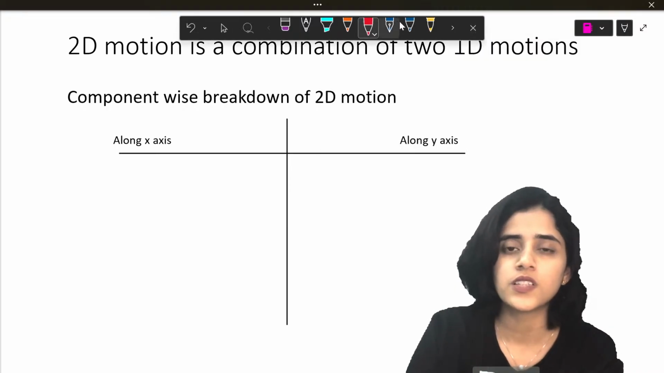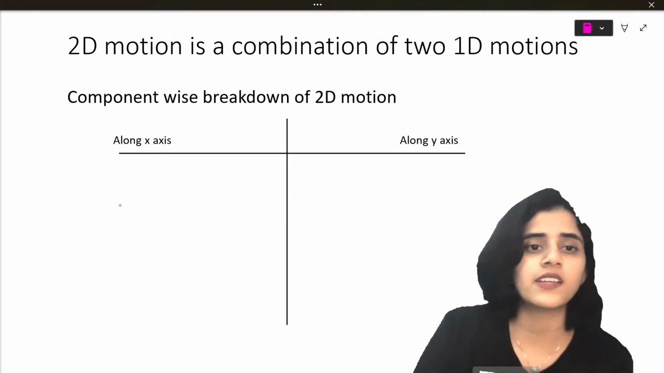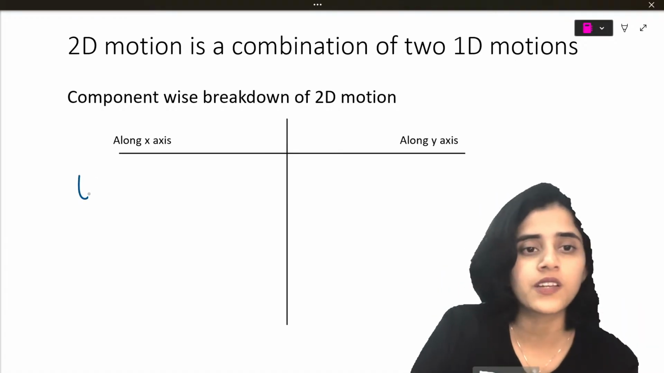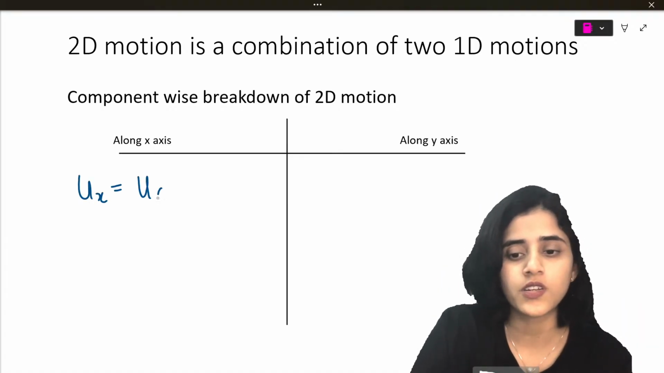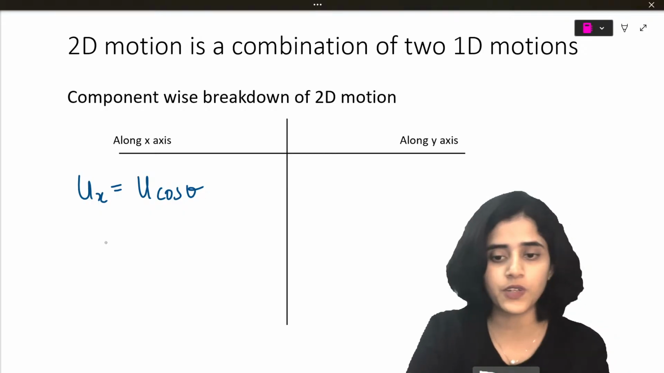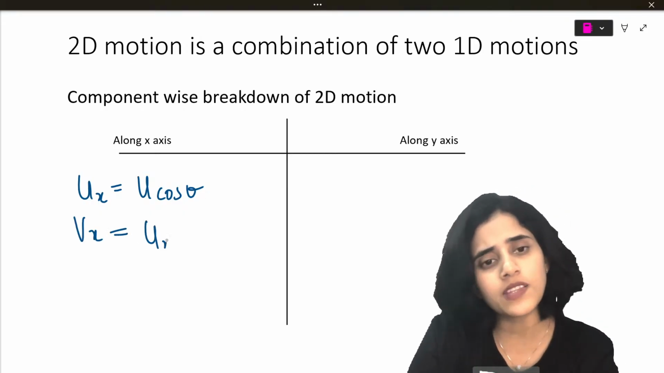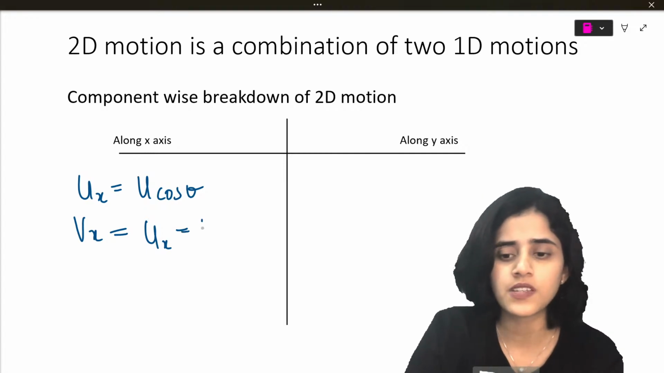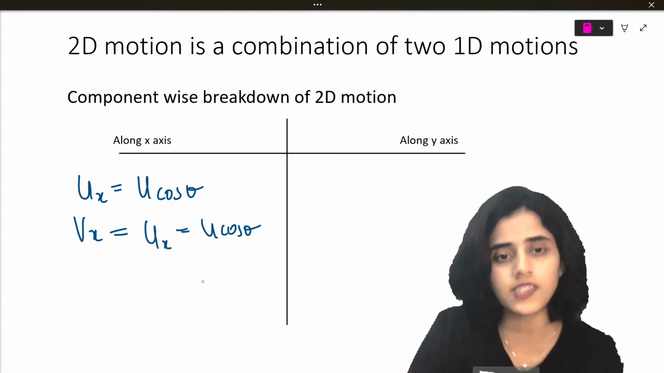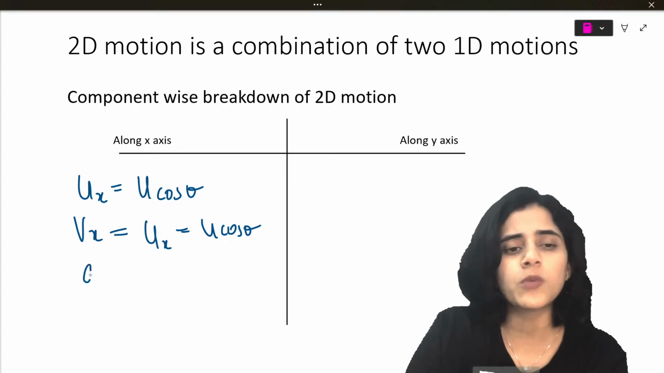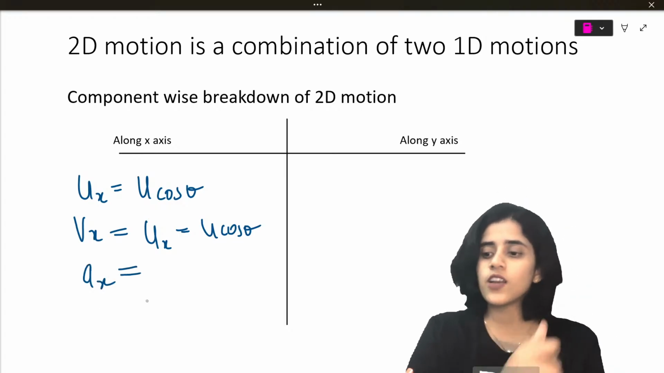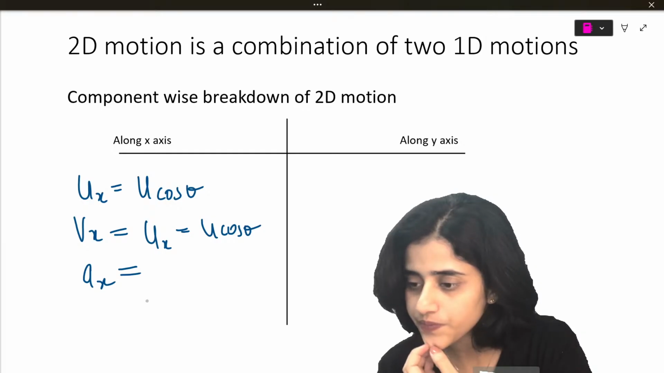Okay. So let's write it down. First thing, along x-axis, ux is what? U cos theta. Now vx, which is the final velocity, will be the same as the initial velocity. So this will be u cos theta. What about the acceleration along the x-axis?